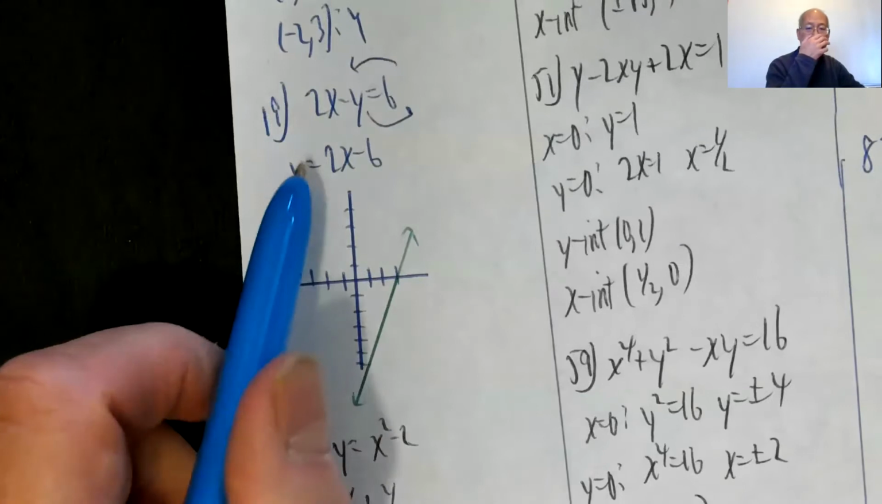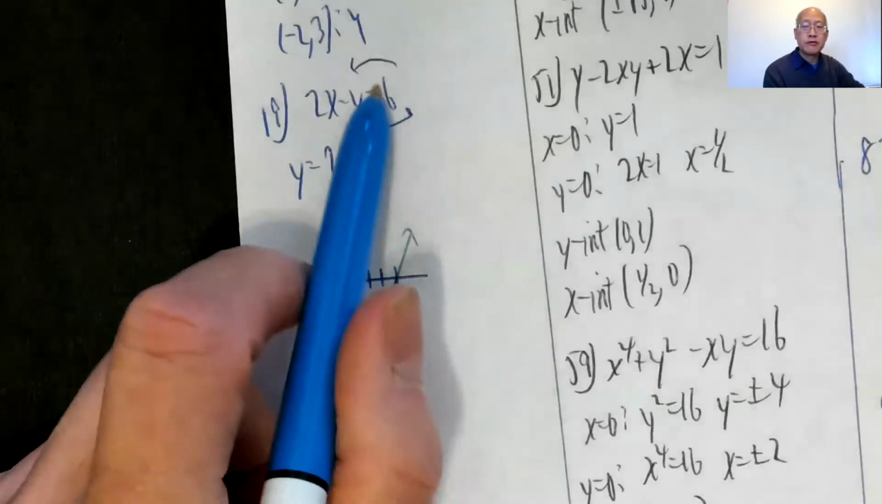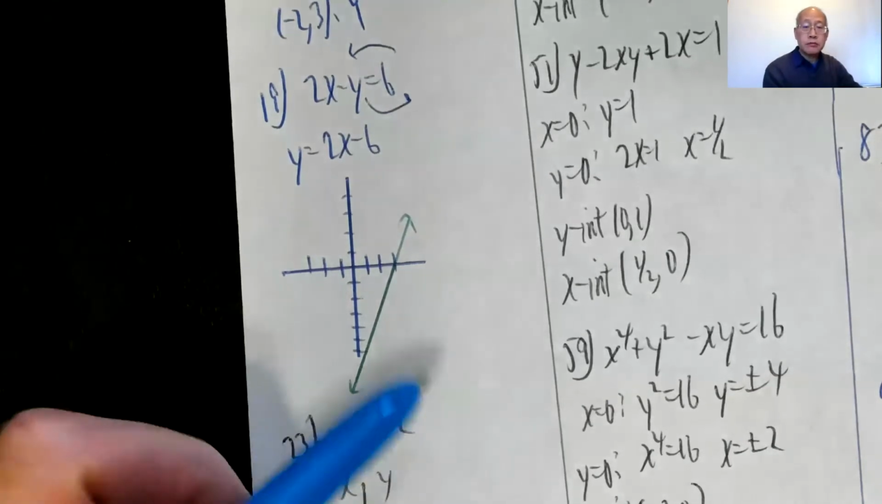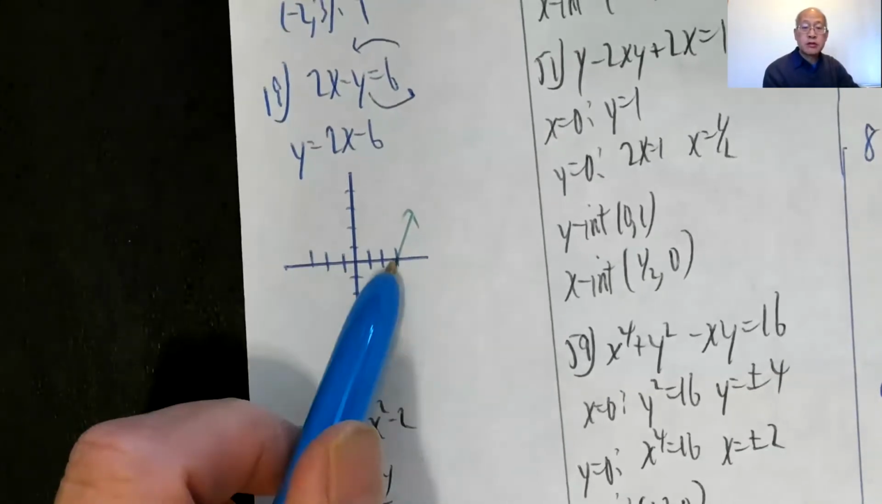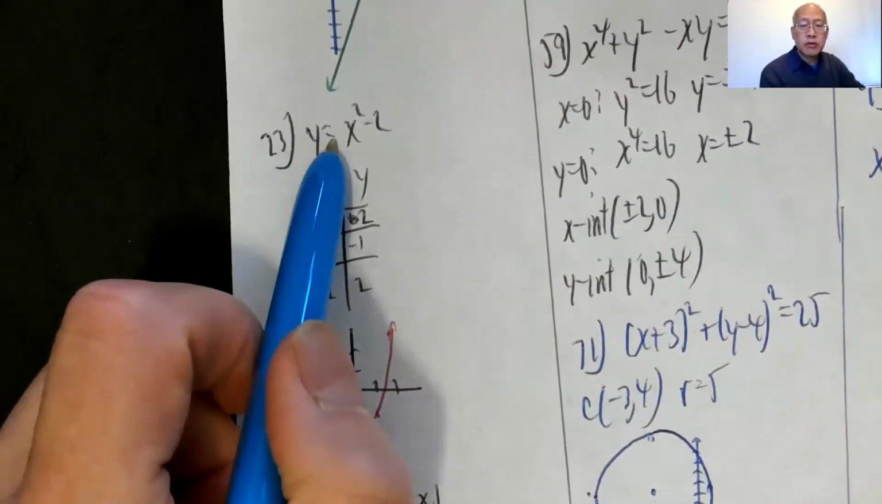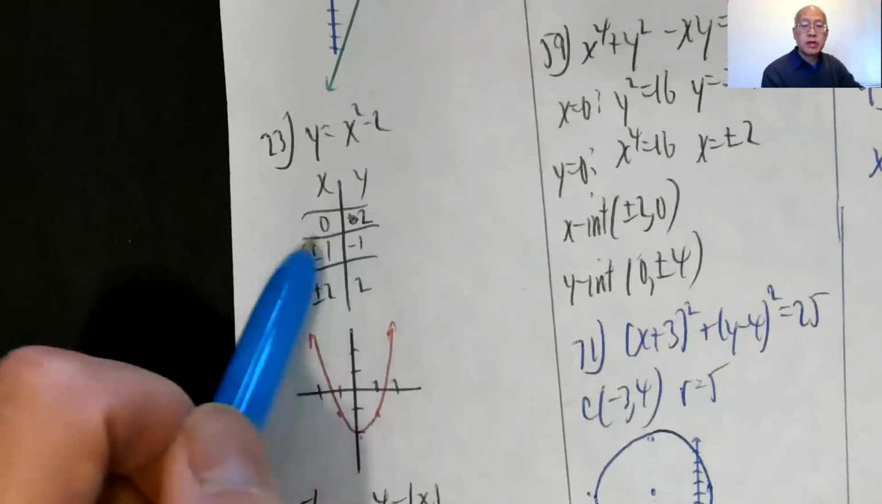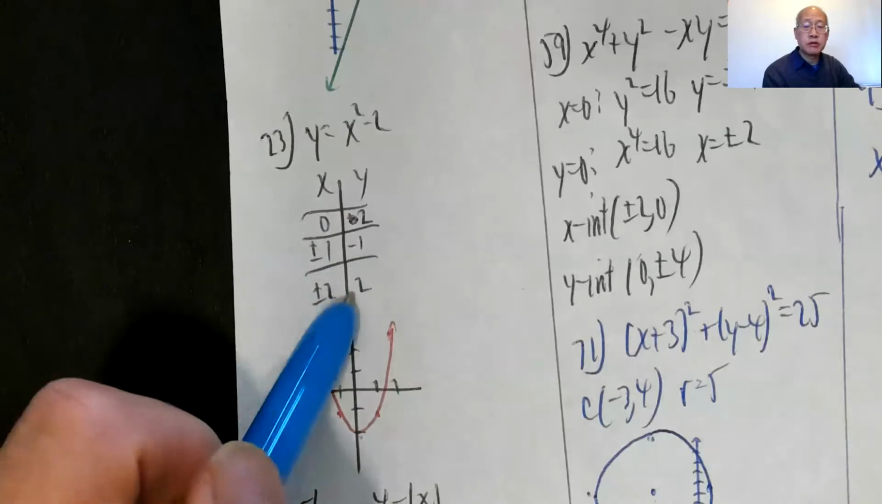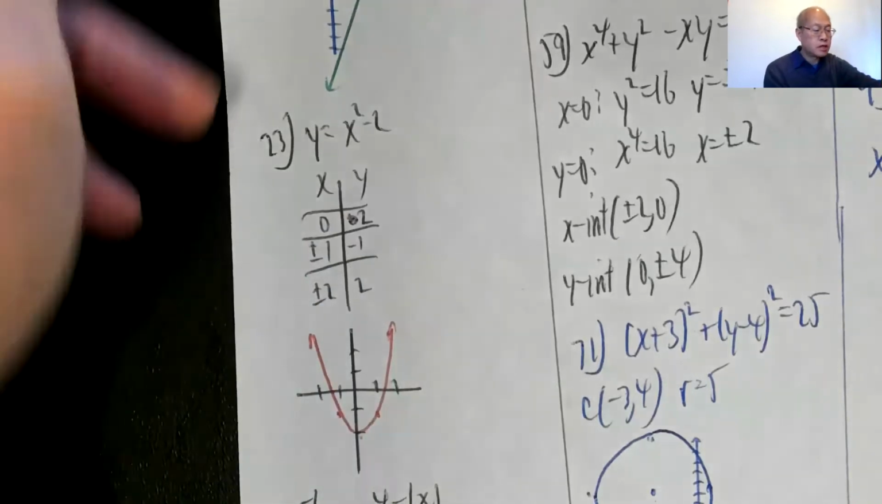Number 19, 2x minus y equals 6. If you do a little bit of work, it looks like y equals 2x minus 6. And that goes to 3, 0, and 0, negative 6. Goes like that. Y equals x squared minus 2. 0 gives me negative 2. Either a plus or minus 1 gives me a negative 1. Plus or minus 2 gives me 2. So a rough sketch is something like that.